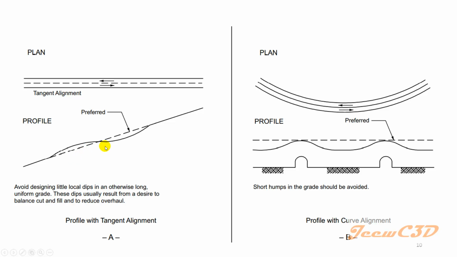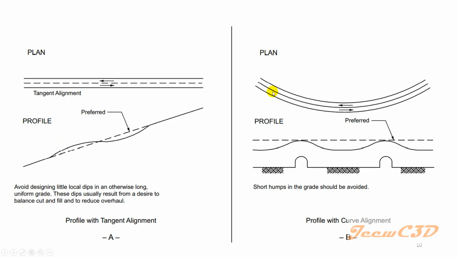If you have a straight section here, what it describes is that you should not have a crest curve and a sag curve like this when you are designing. Instead, you can have a straight tangent section in the profile also, in your plan or horizontal alignment. If you have a tangent section, you can have a tangent section in the vertical profile also.